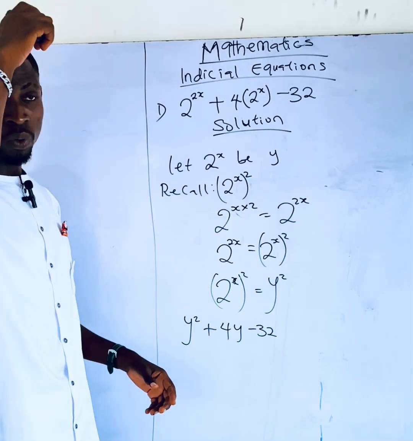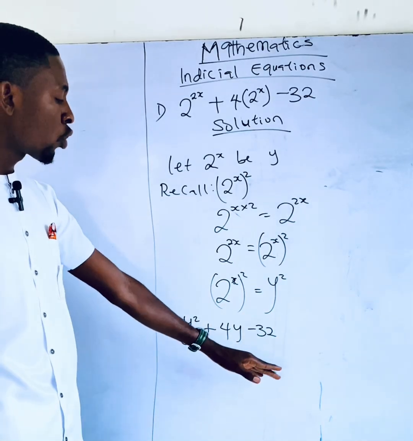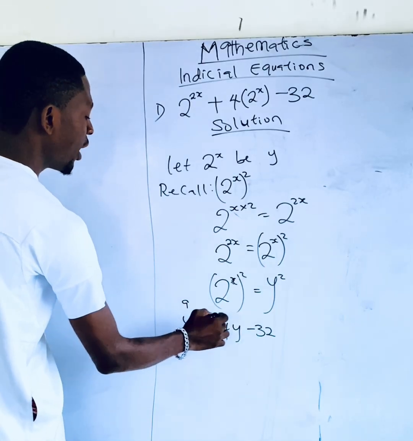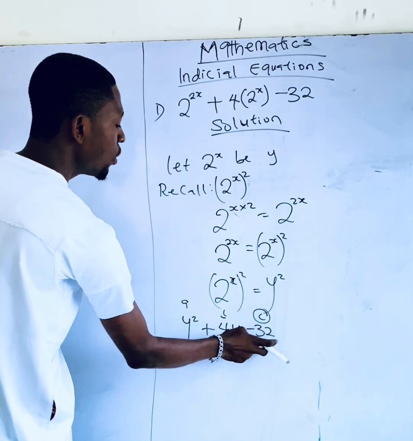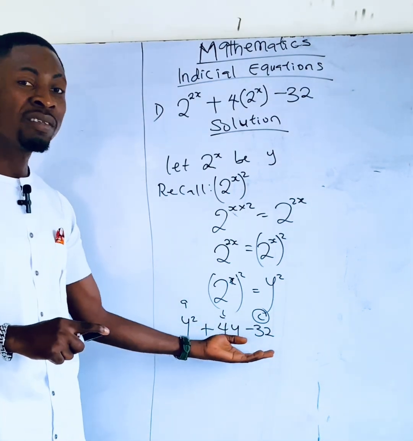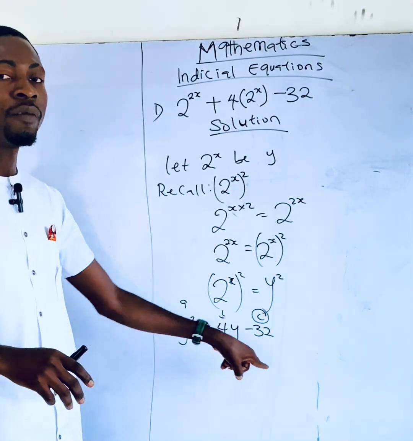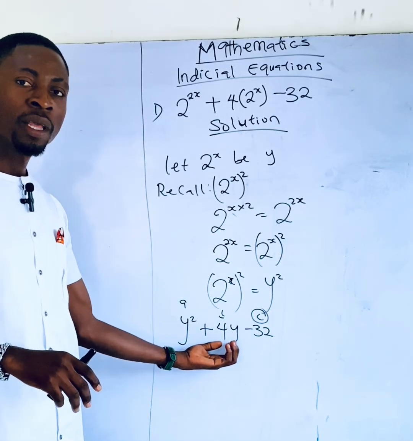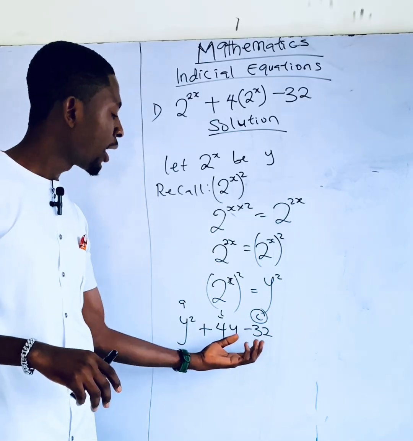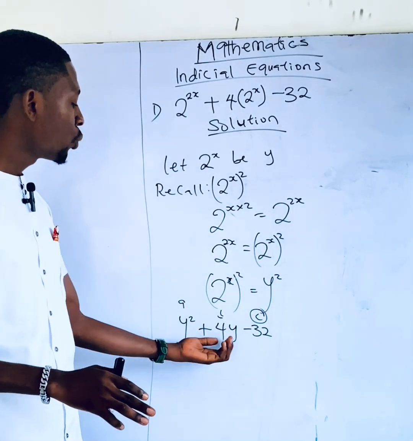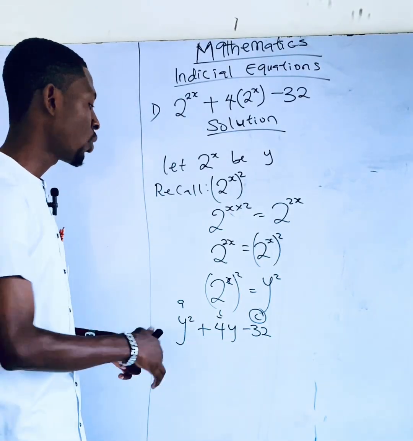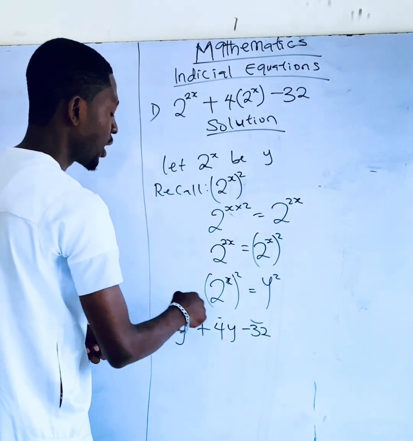In the factorization method, you bring out the constant. Under a quadratic equation this is recognized as a, b, c. A coefficient is a number in front of a variable, while a constant is just a number without a variable attached to it. So now we have a constant here.